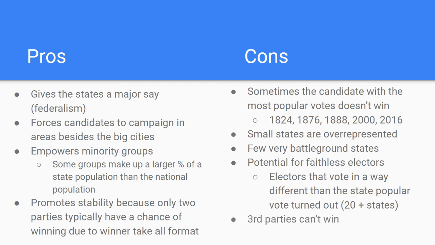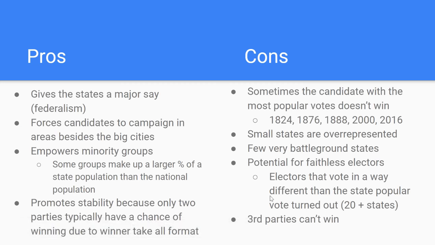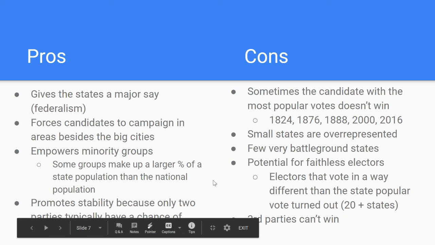And then the negative is sort of the opposite of the one over here, right? Third parties can't win. You could argue that one of the major problems with our system now is that there are only two options, Democrats and Republicans, and that maybe we could benefit from third parties. But third parties can't win presidential elections. They might be able to get some votes in a state, but they're not going to get the majority that's needed to win the electoral votes for the state. So that's sort of the negative. It's really going to prevent third parties from ever having a chance to win the electoral college.